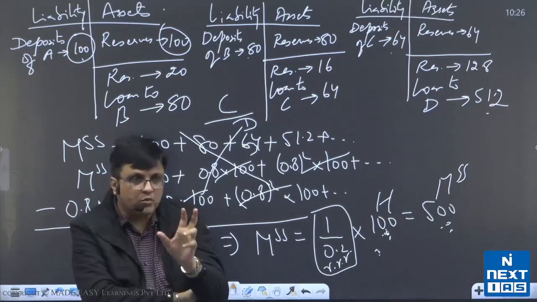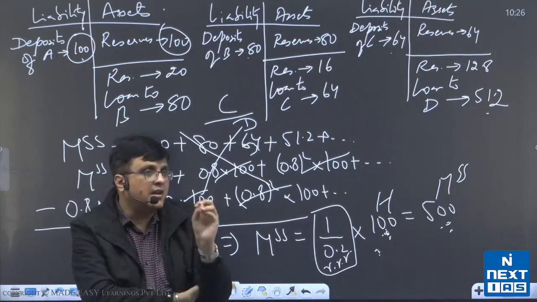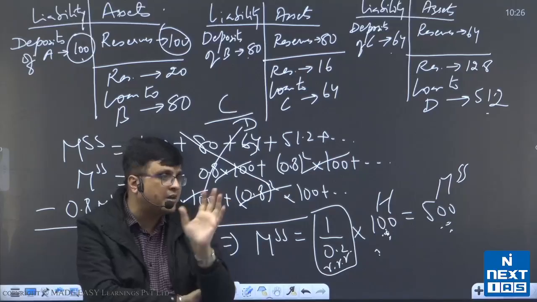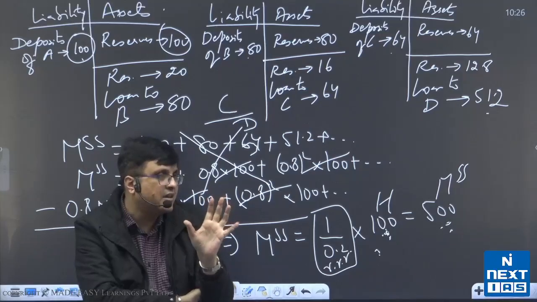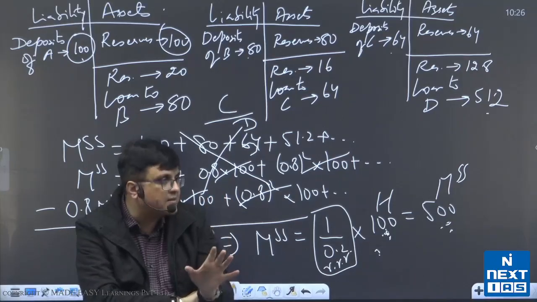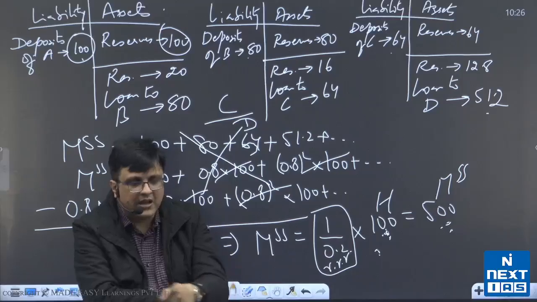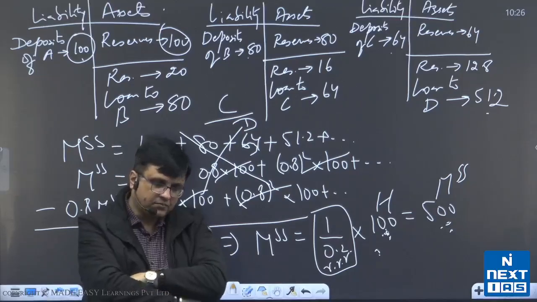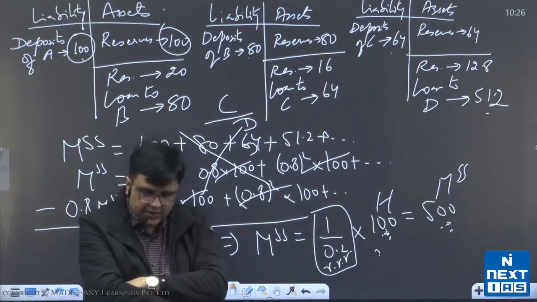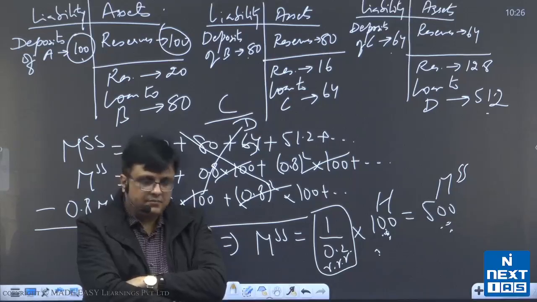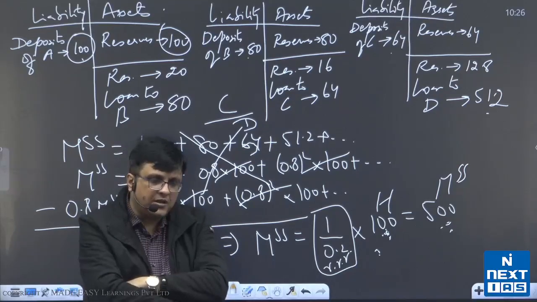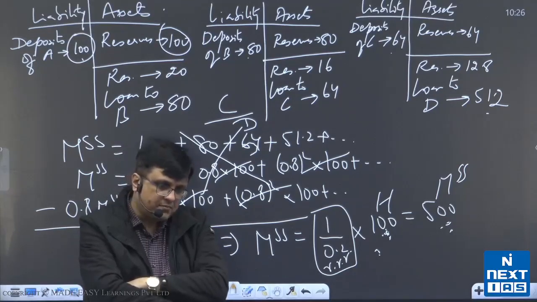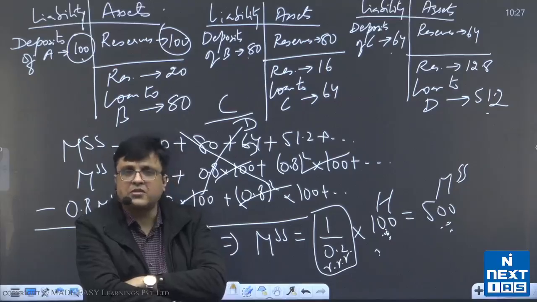UPSC asked this in 2021: what does lender of last resort function mean, to whom is it given? This is given to commercial banks. So you write that now, and it acts as lender of last resort for commercial banks. I hope you understood lender of last resort.